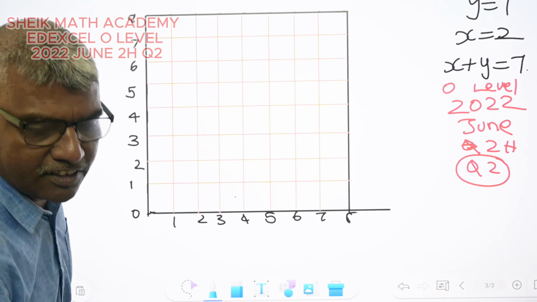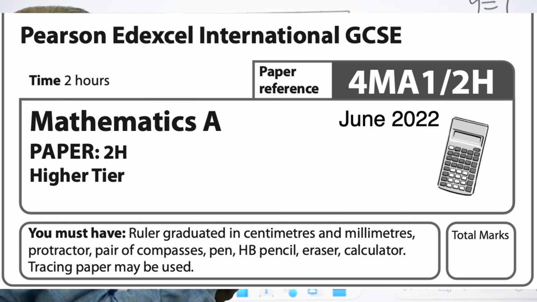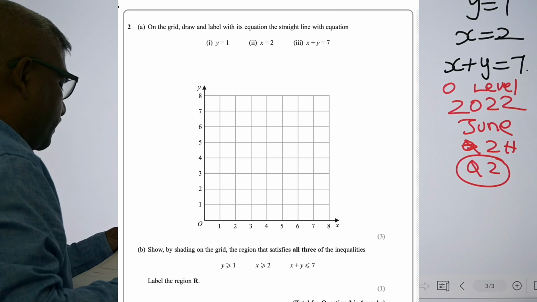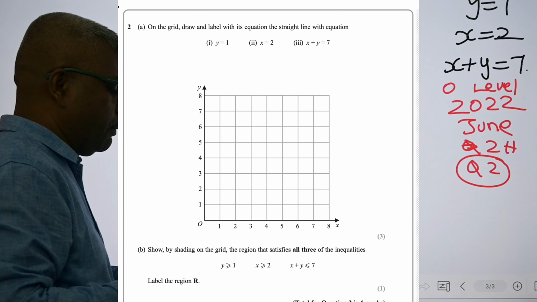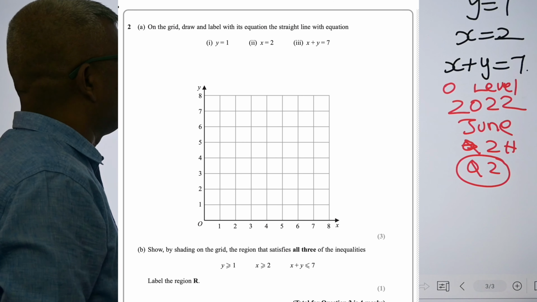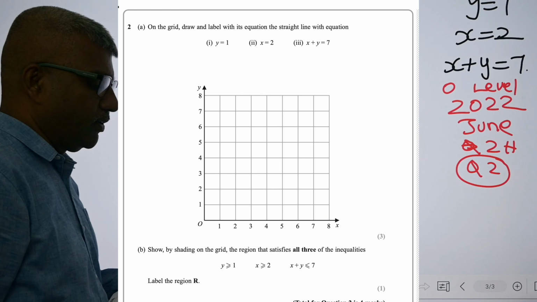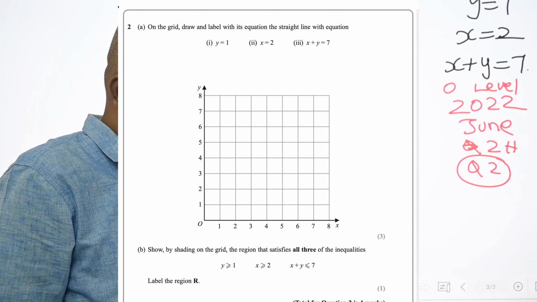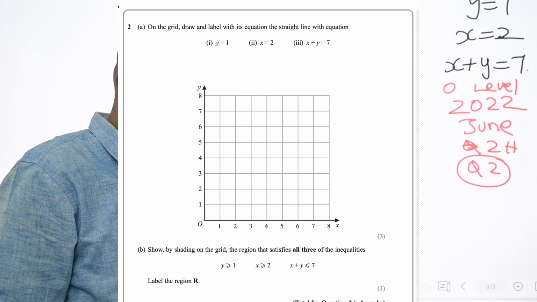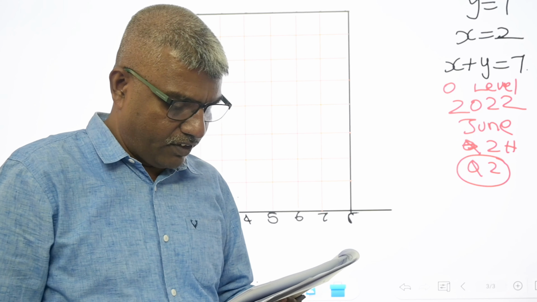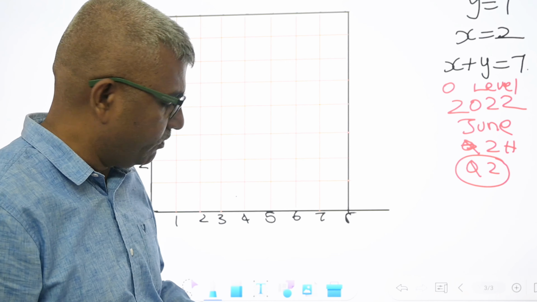Okay, let us see question number 2, June 2022 question paper. Look at the question. On the grid, draw and label with its equation the straight lines with the equations y equal to 1, x equal to 2, and x plus y equal to 7. And question B is, show by shading on the grid the region that satisfies all three of the inequalities. Label the region R.